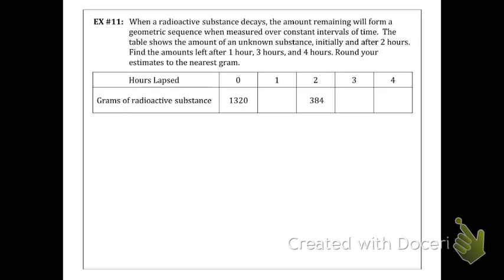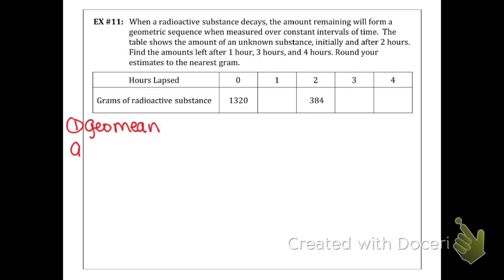So notice they gave us the amount at the very beginning and at 2 hours. If it's geometric and I want to find the number in between, we're going to use what they call the geometric mean, okay? So the geometric mean means we're going to take the square root of the other two numbers next to it being multiplied. So, first thing we're going to find is the geometric mean.